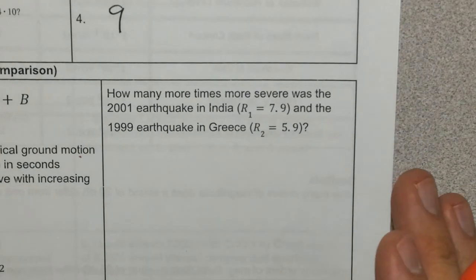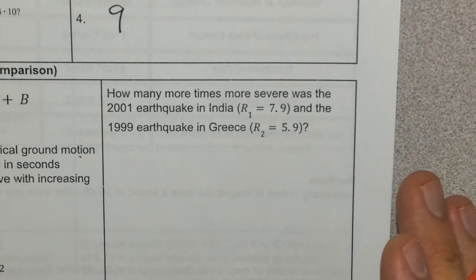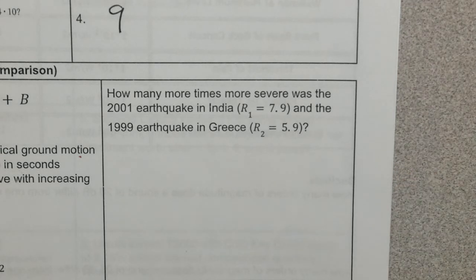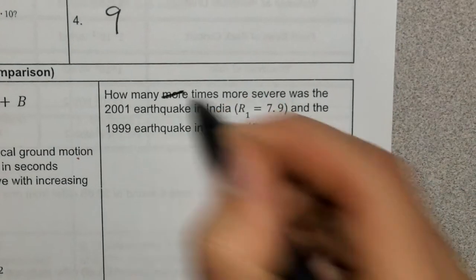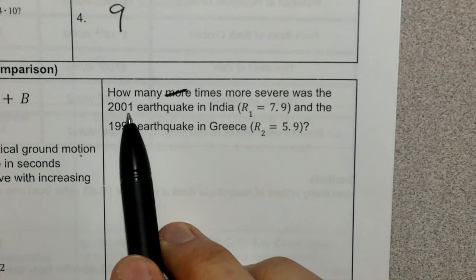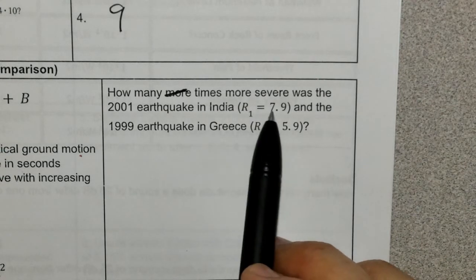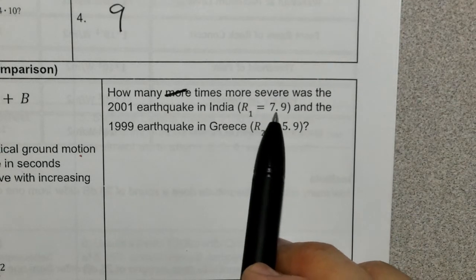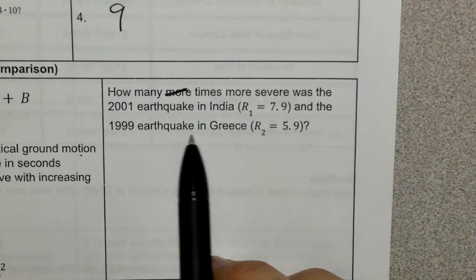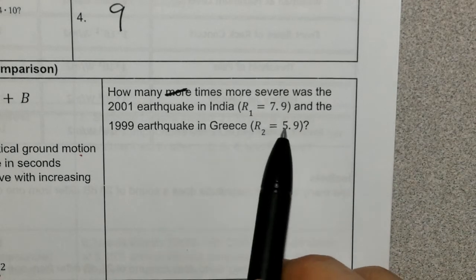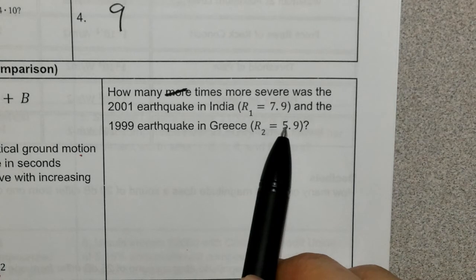I think all you have to do in the assignment is compare different earthquakes. Okay, so how many times more severe was the 2001 earthquake in India, which had a Richter scale value of 7.9, than the 1999 earthquake in Greece, which had a Richter scale value of 5.9? That's what we want to compare.